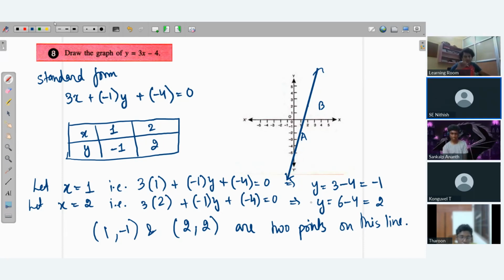4/3 is brutal though, 1.3333. So if I indeed get 4/3 or something, do I have to represent it on the graph? Sir, you can make an approximation between 1 and 2 and indicate that this point is your 4/3, 0.